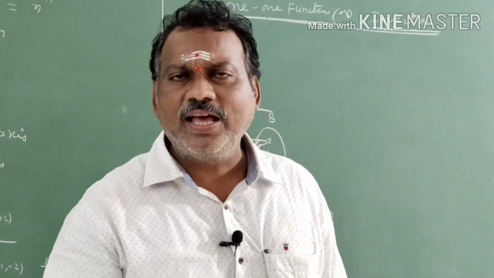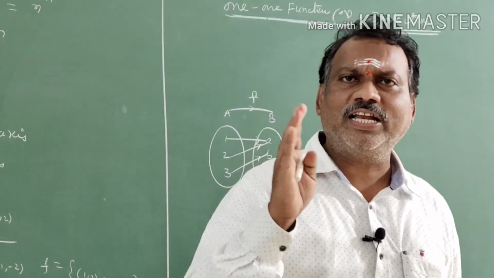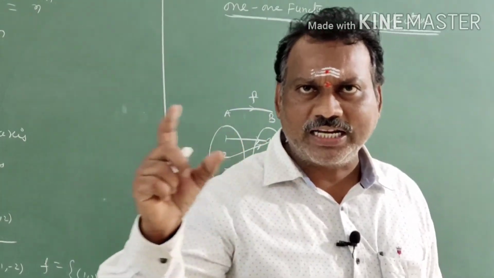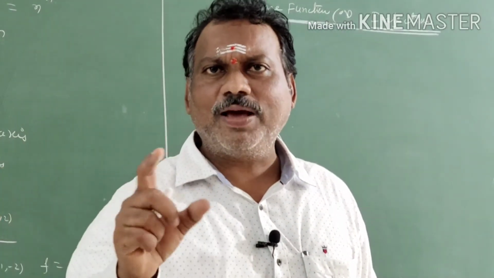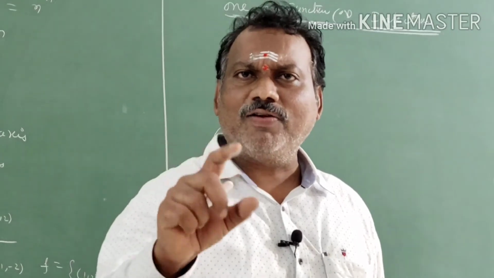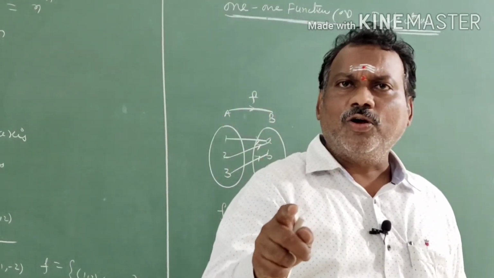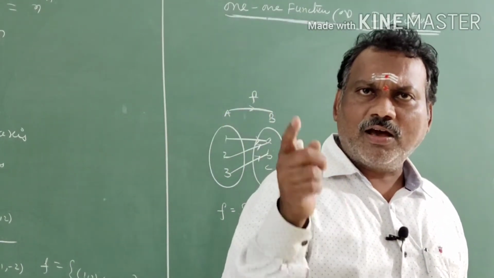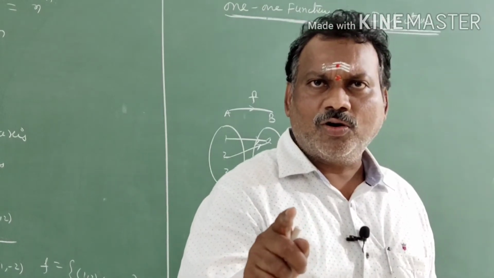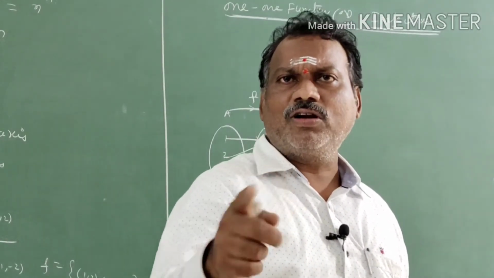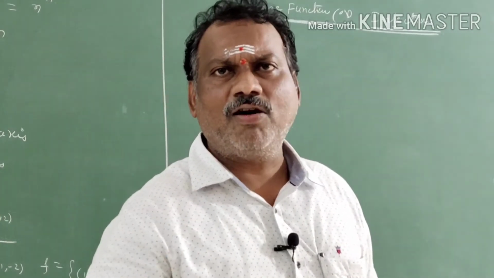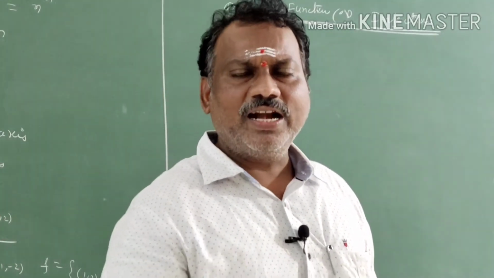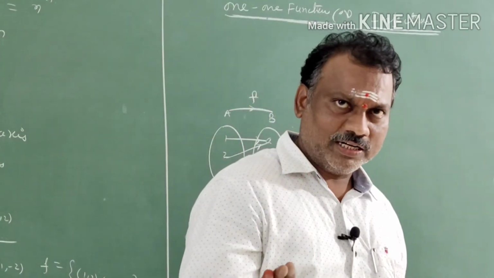Once again I will repeat it. F is a mapping from A to B, said to be a one-one function or injection. The other name for a one-one function is injection. F is a mapping from A to B, said to be a one-one function or injection if no two distinct elements of A have the same image in B. Otherwise, different elements of A have different images in B. Then it is called a one-one function.